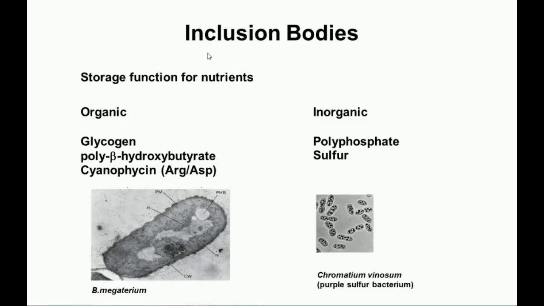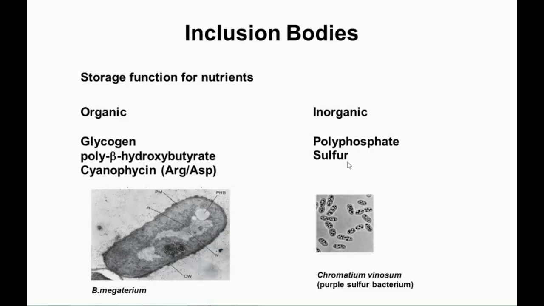So organic nutrients could be glycogen, polybeta hydroxybutyrate, or cyanophycin. This is a polymer of arginine and aspartate. So you've either got granules that are going to store carbon or carbon and nitrogen. Now, inorganic nutrients that can be useful to keep a hold of are phosphate. Phosphorus is absolutely essential for the synthesis of nucleic acids, and it can often be a limiting nutrient for bacteria. So if you have a lot of phosphorus around, it can be useful to store it, because in a couple of days, maybe you won't have any more. This is just stored as a polyphosphate, as a kind of granule.